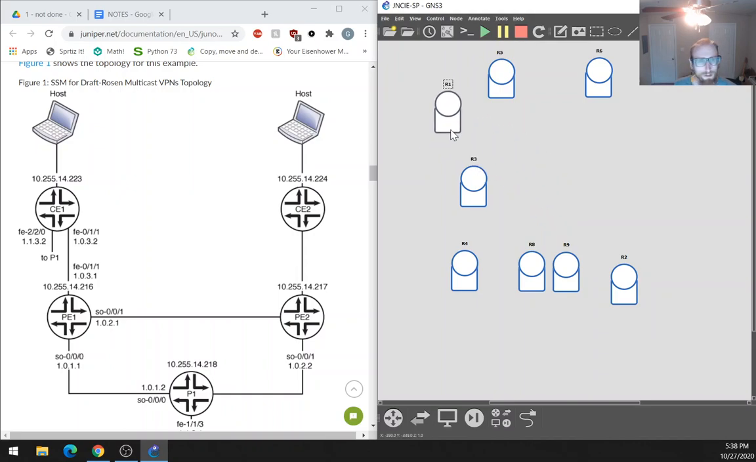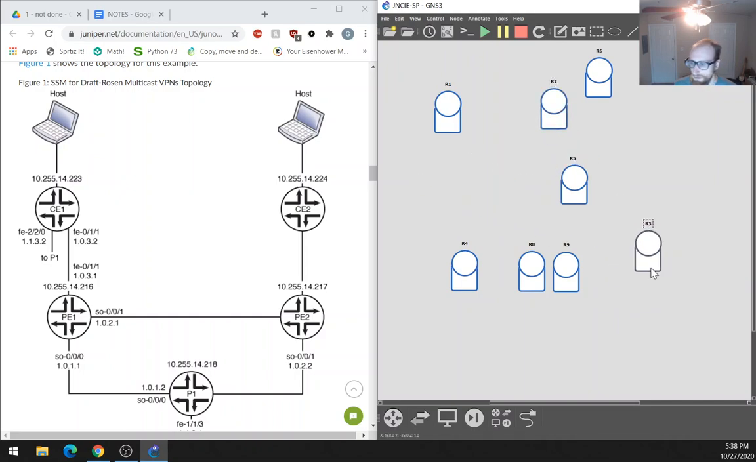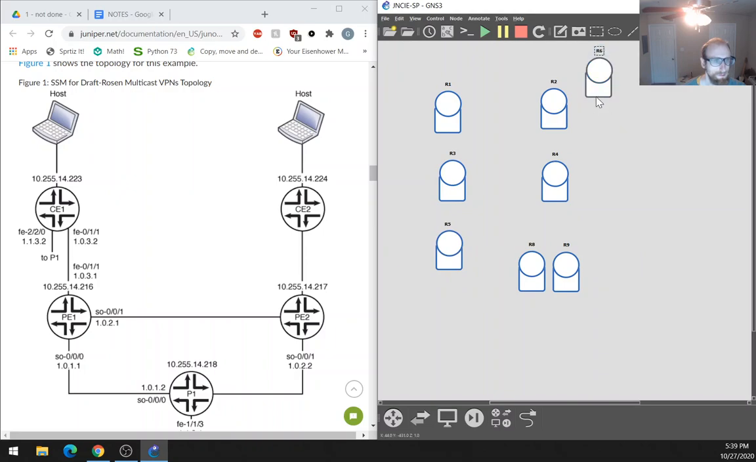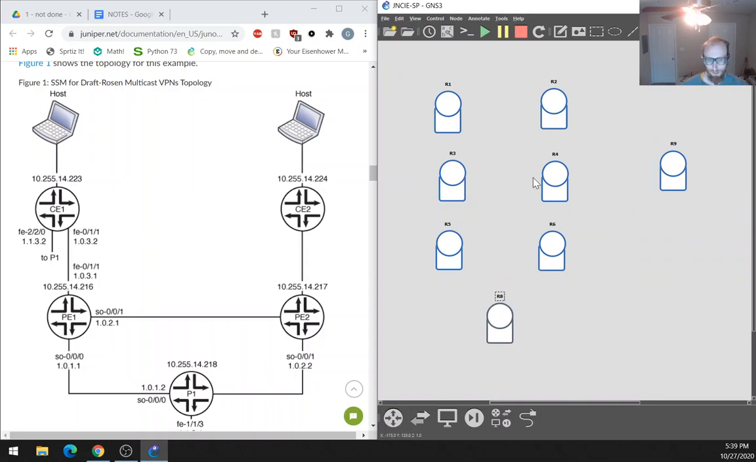Okay, so we'll use R1 as CE1, R2 as CE2, then, yep. Okay, we just need, oh no, we're gonna need more because we're having hosts. Okay, we will have an extra unused router. Perfect. Okay, so here's our topology. So they're doing one-to-one here.